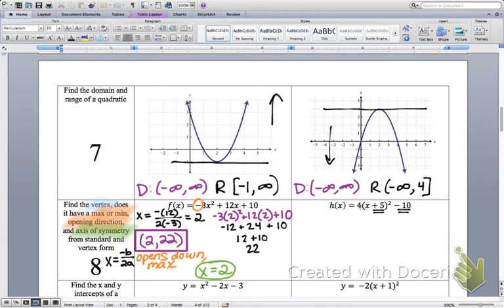So via transformations, this says left 5, down 10, so that means my vertex is (-5, -10). Finding the max or min in the opening direction, we need to look at the a value, which is equal to 4. Because it's positive, it opens up and has a min. As far as the axis of symmetry, it's just x equals the x value of the vertex, which we already found was -5. That concludes the video for 7 and 8.